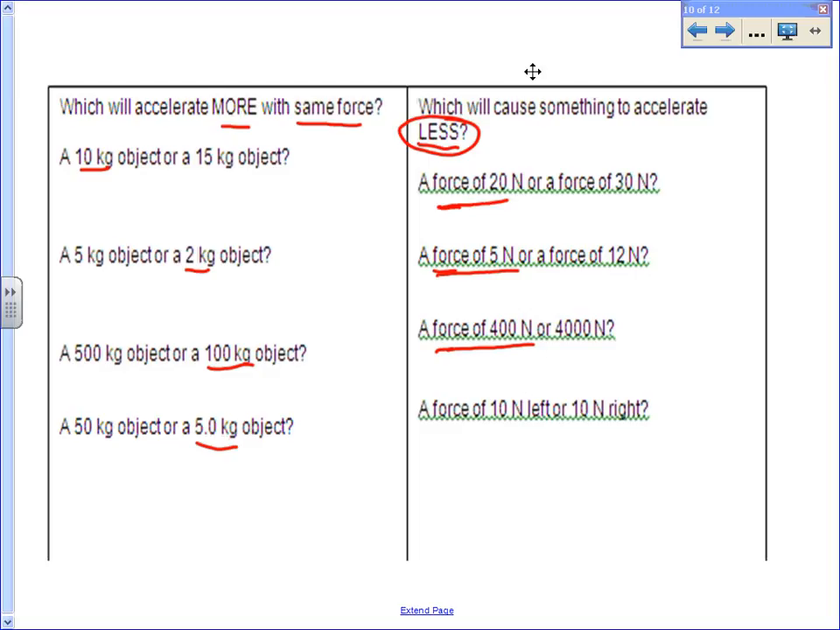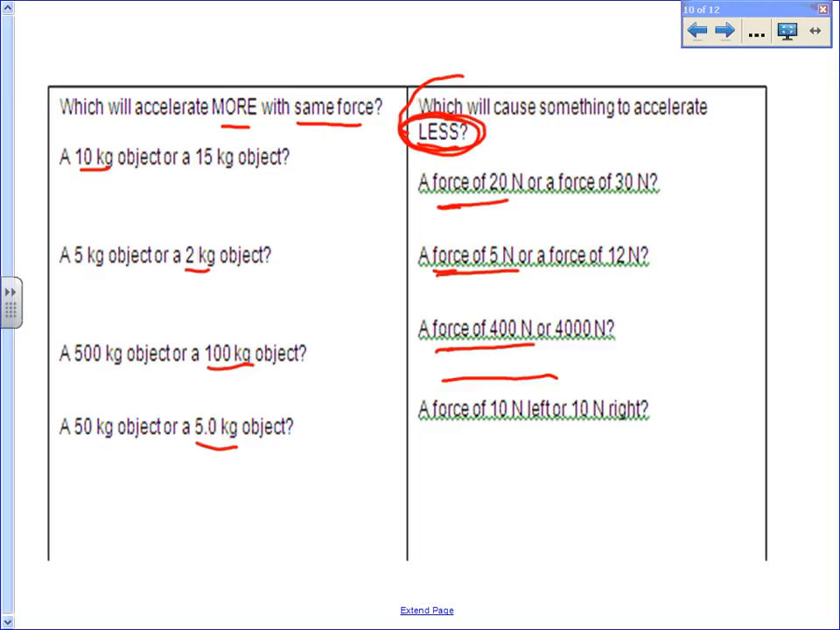Make sure you're reading what it asks you to solve for, and just think about in your life, do you push harder, do you push softer? Is bigger easier to move than smaller? And you have to pay attention if they're asking you for something that's going to be more of something or less of something.